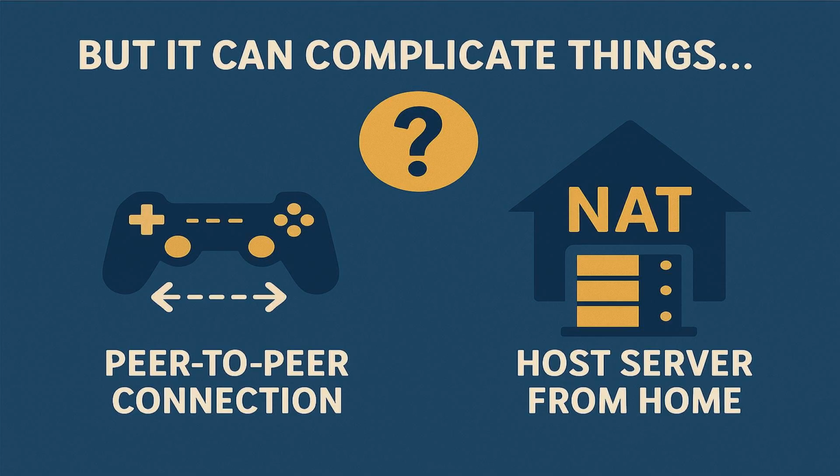Now, while NAT is super useful, it does have a few quirks. For example, it can complicate things like peer-to-peer connections or hosting servers from home because it messes with how devices find each other directly. That's why services like gaming consoles or video calls sometimes struggle without a little extra NAT configuration magic.